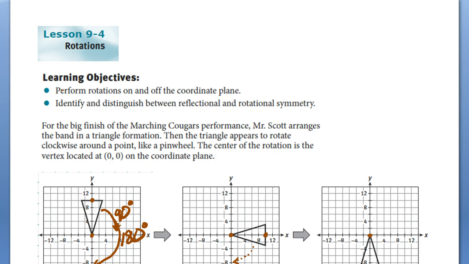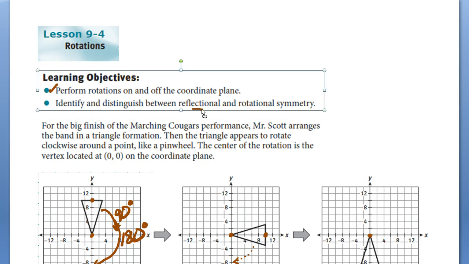In this lesson, we did some rotations, first on a coordinate plane where you work with coordinates, but also off the coordinate plane where you're using a ruler and possibly a protractor to measure angles. And we identified and distinguished reflectional and rotational symmetry. Reflectional symmetry is when you can draw lines of symmetry, and rotational symmetry is when you're able to locate an angle that you can rotate and the figure would line back up on itself.